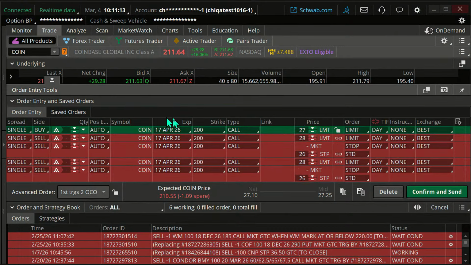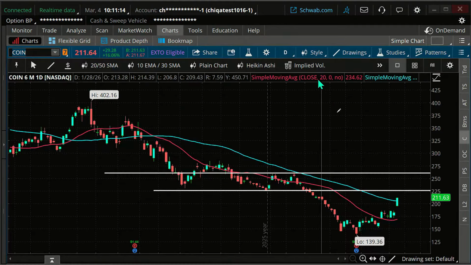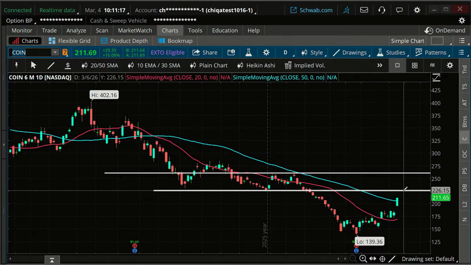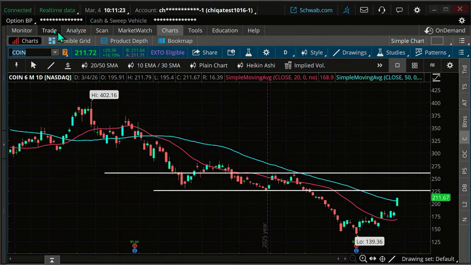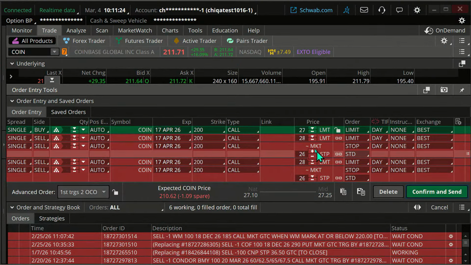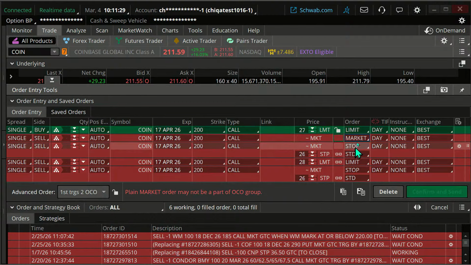Because when I was looking at this, I said, hey, we're going to get out if the stock hits up here. Not the option price, but if the stock hits here. So let's do it. How do I do this? I'm going to change this target to a market order. I'll make it good till canceled.